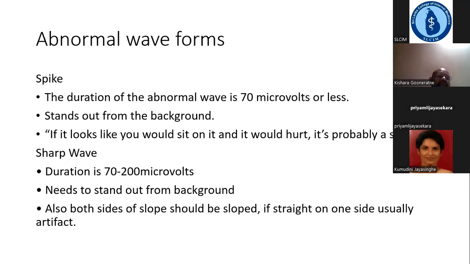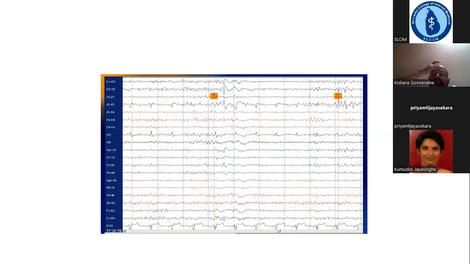And then the sharp wave has a greater duration, that is between 70 and 200 milliseconds, and again needs to stand out from the background, and it has an asymmetric slope. So the upward deflection and the downward deflection are generally not the same. So the angulation is not the same. If it is the same, then most likely you're dealing with something artifactual and not a true sharp wave, which signifies the possibility of an epileptiform discharge.